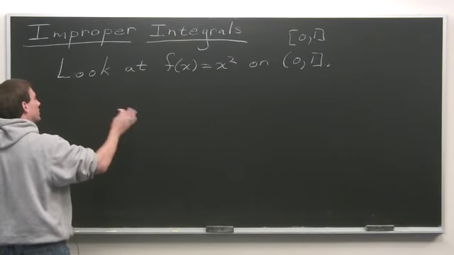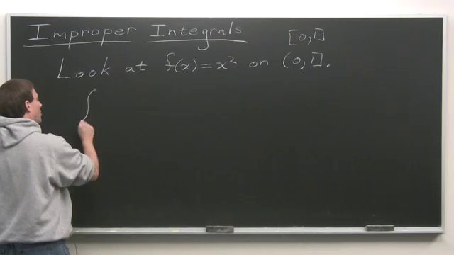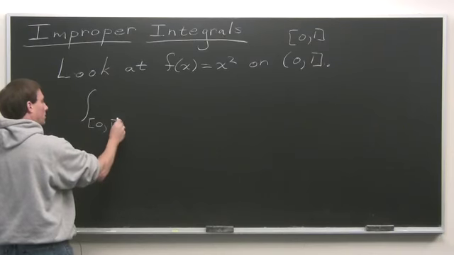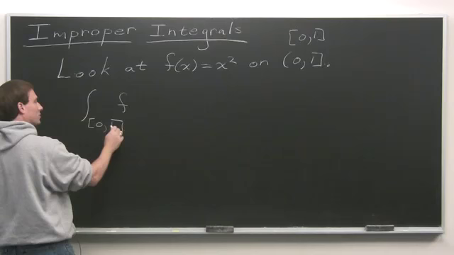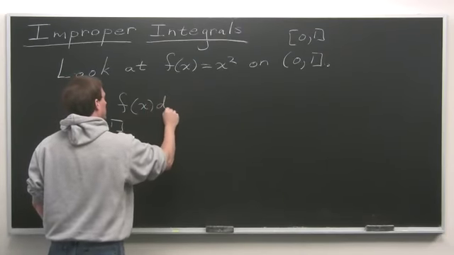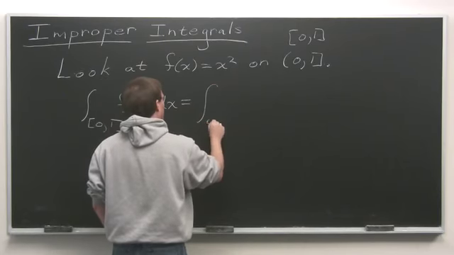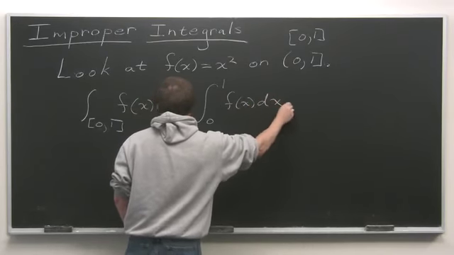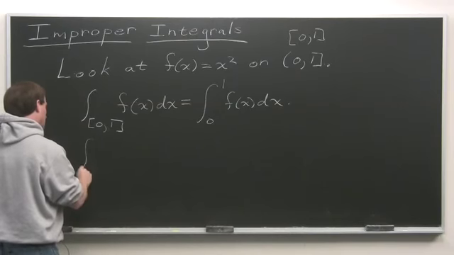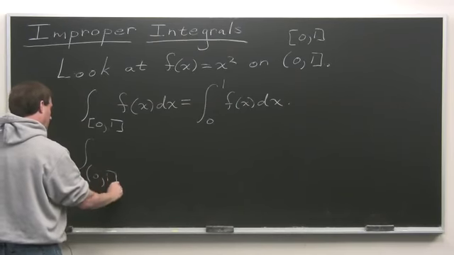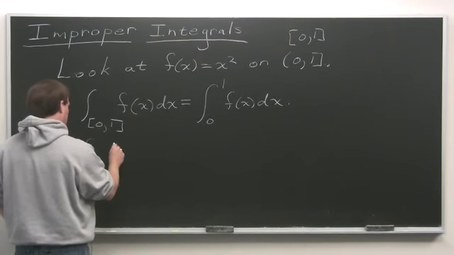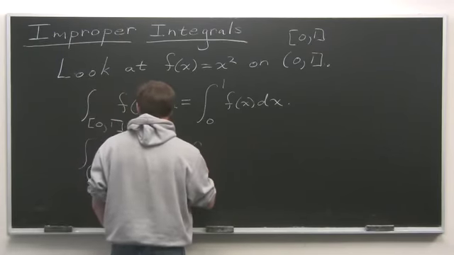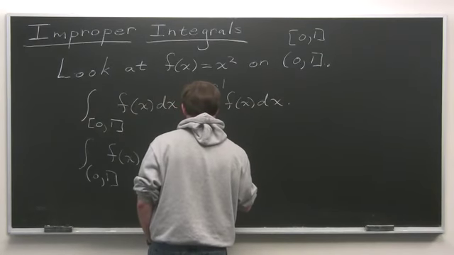So I need to distinguish in the notation between these two. So I will subscript by the interval that I'm integrating over. So the integral over the closed interval from 0 to 1 of f of x dx means the same as what we've been writing as the integral from 0 to 1 of f of x dx. The question is, what should this integral over a half-open interval mean? So, what do we want this to mean?